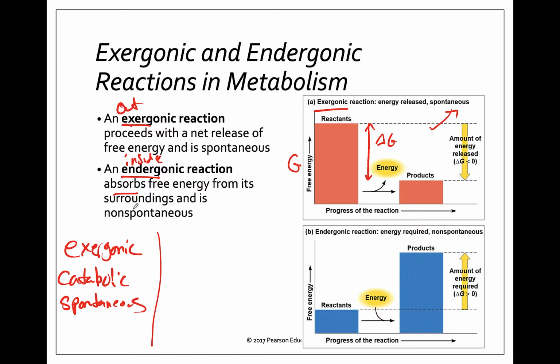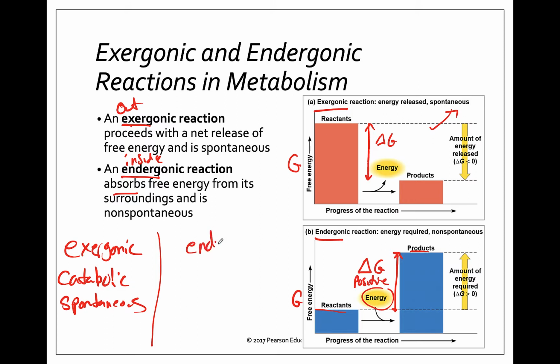We are going to require some kind of energy input. So my endergonic reaction is down here. Again, free energy is G. My reactants have a low free energy. My products have a high free energy. So the amount of energy that I have to put in is this difference. This is my delta G. That's the change from here to here. And this is going to be positive in this case because we have to put energy into it.